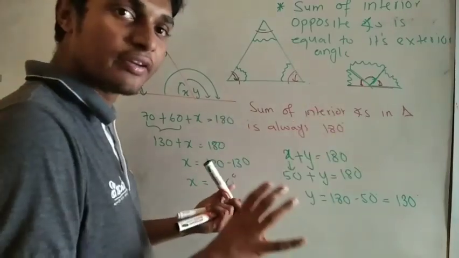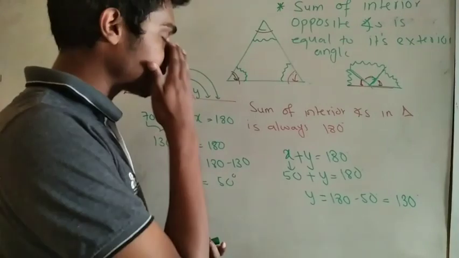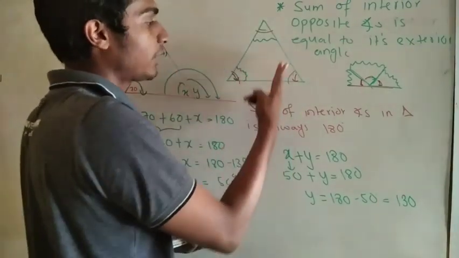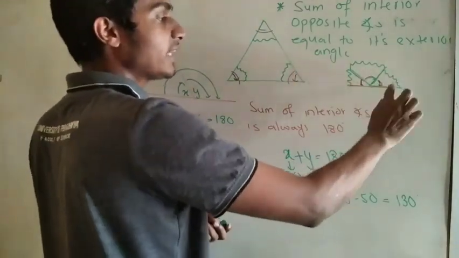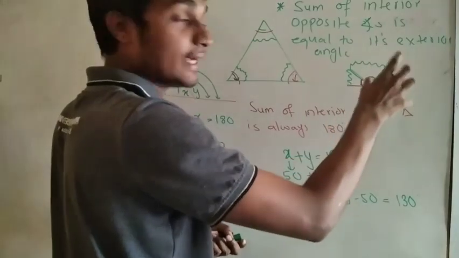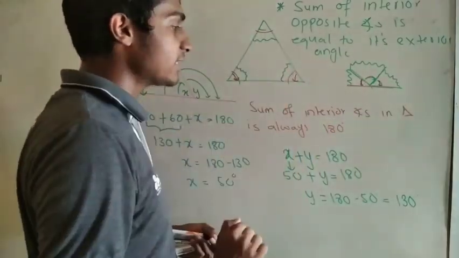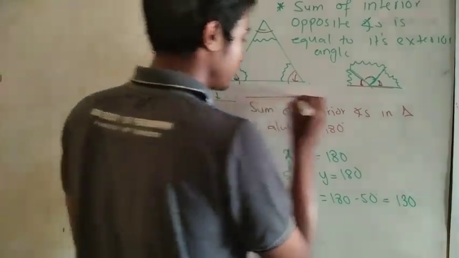Hope you all have understood everything. Maybe I'll conclude again. Let's come to the summary. You know that if you have a triangle like this, what we did was we cut it into pieces and pasted accordingly, so that we got a straight line. You know that straight lines always make 180 degrees. So the sum of interior angles in a triangle is how much? 180 degrees. This is theorem number 1.